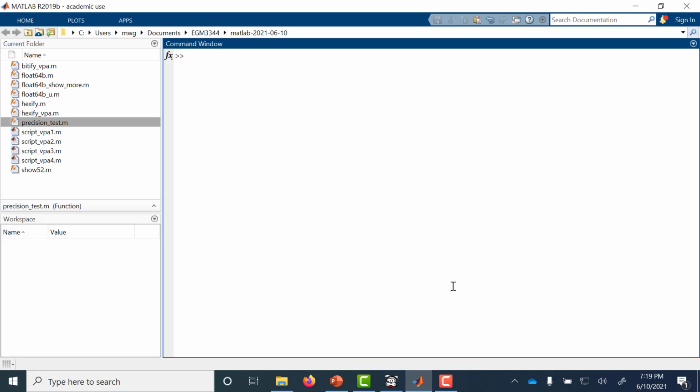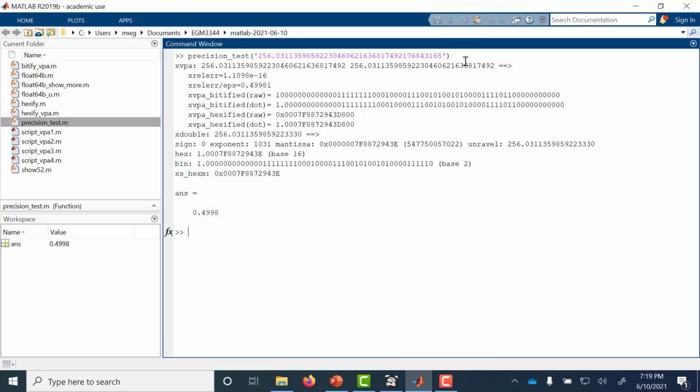I wanted to show you the example that gives me the highest EPS frac that I've found so far. Precision test, right there, so it's a 256 and a whole bunch of digits there. Let's see what that gives me. Okay, so the EPS frac is 0.4998. So that's as high as I've gotten so far.